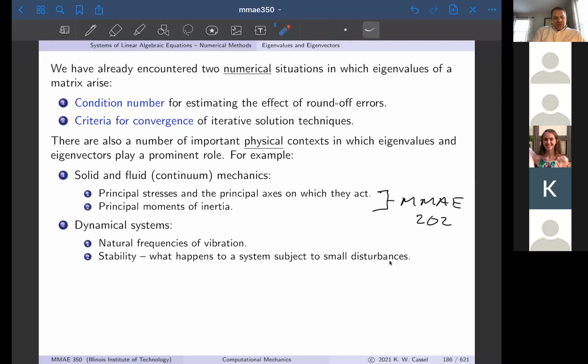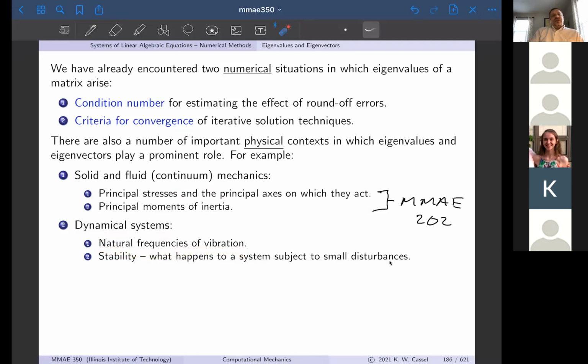The other big application that's very common in engineering is in dynamical systems. A dynamical system is any system that's changing with time. It could be a biological system, a chemical system, an electrical system, a mechanical system, where things are changing with time. It's usually governed by ordinary or partial differential equations, and we like to solve them, analyze them, and learn all kinds of things about those dynamical systems. One thing we often care about is what the natural frequencies of vibration of such a system are.